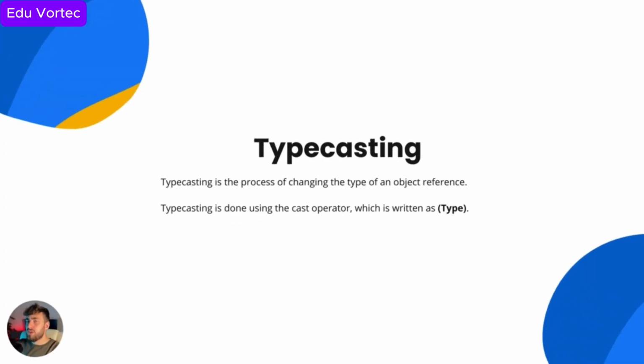Let's discuss the use of typecasting and downcasting. Typecasting and downcasting are important concepts in Java and are used to change the type of an object reference. Before we dive into typecasting and downcasting, let's take a look at object references and inheritance.